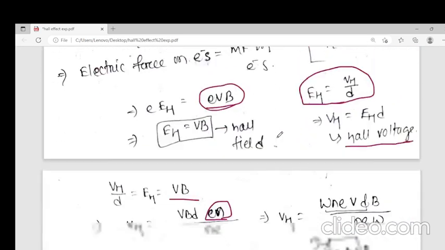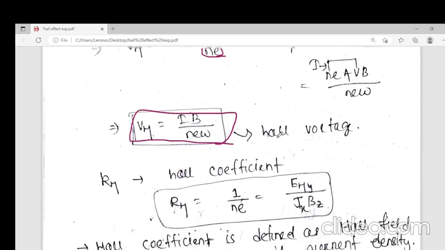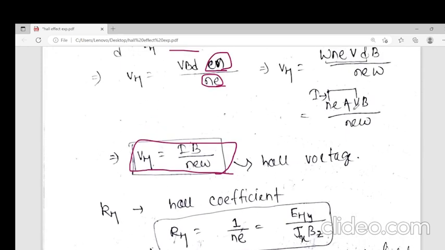occurring. Okay, so the thing is, n, e, v and A, and I is the current which is externally flowing through the conductor. So that VH will be IB by n e w. w is the width of the plate along the direction of the magnetic field. Keep in mind that in the direction of magnetic field the width is w.